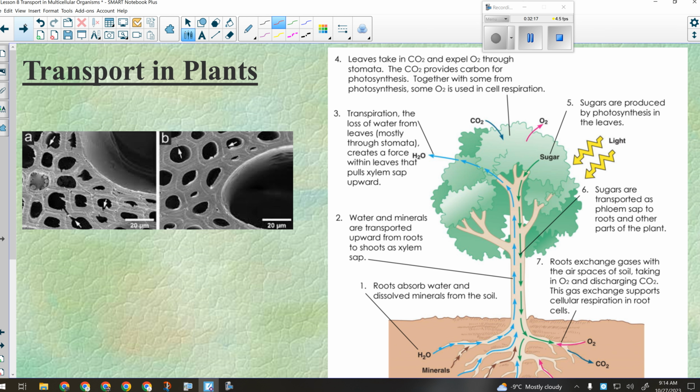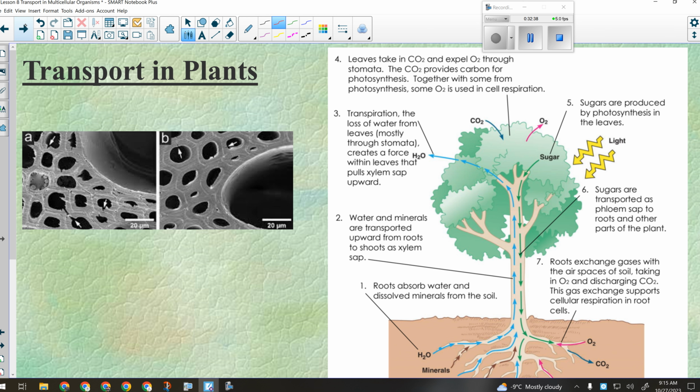Okay, transport in plants. We have this diagram here, and you have a diagram similar to this one in your notes. These are the processes involved in getting water from the roots to the leaves, and then getting the sugar produced by the leaves back down to the roots. So start out with step one.